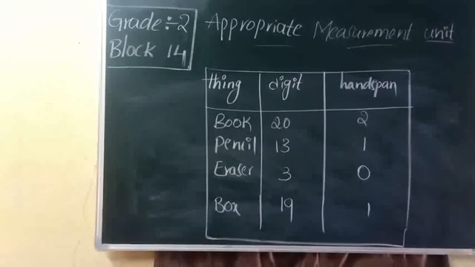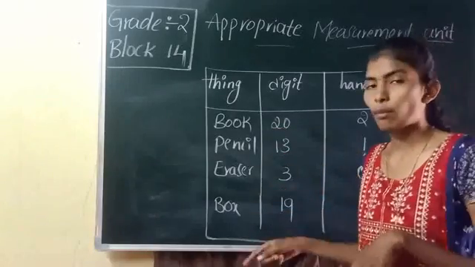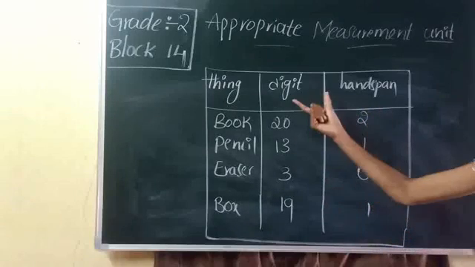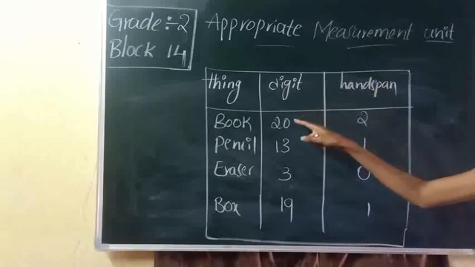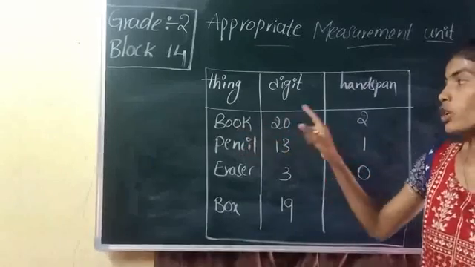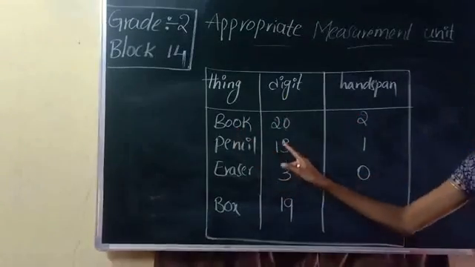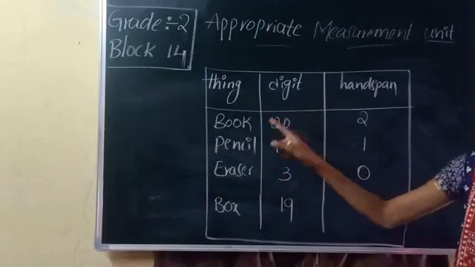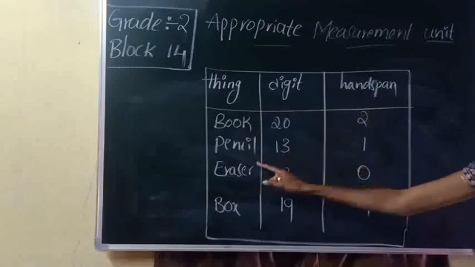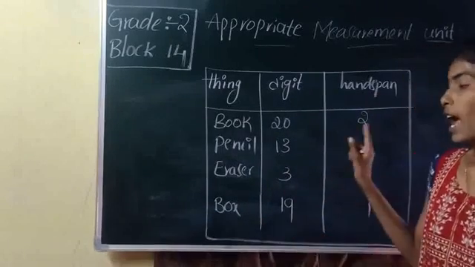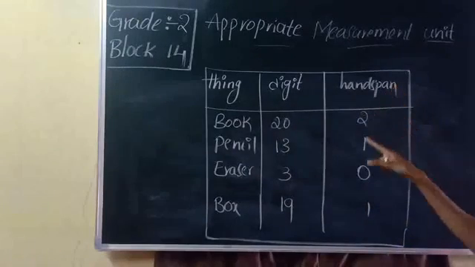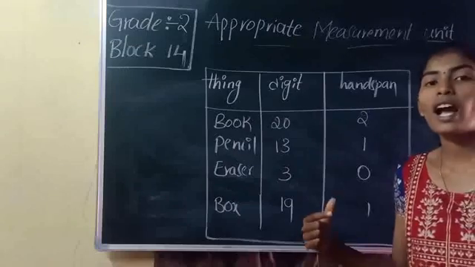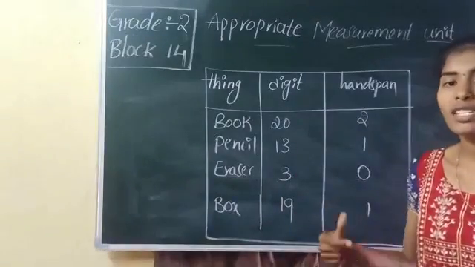So now we will see all these on the board. Yes, children, let's see what we measured. Book, pencil, eraser, box. These are the objects I measured, with digits and hand span. So how many digits? 20 digits to measure the book, 2 hand spans to measure the book, 13 digits to measure the pencil and 1 hand span for the pencil. Next, 3 digits for the eraser and 0 hand spans for the eraser. Box, 19 digits and 1 hand span. So like this you can measure things by using your non-standard units.